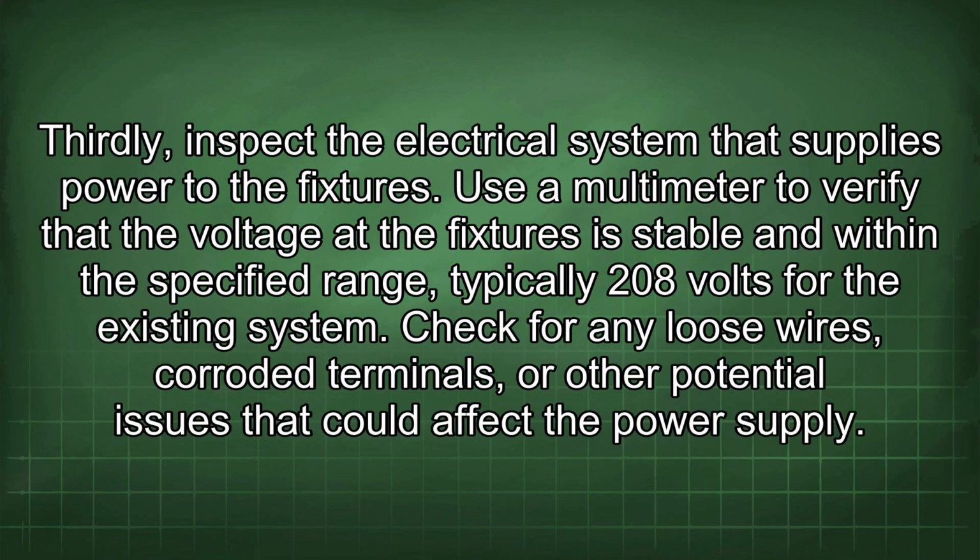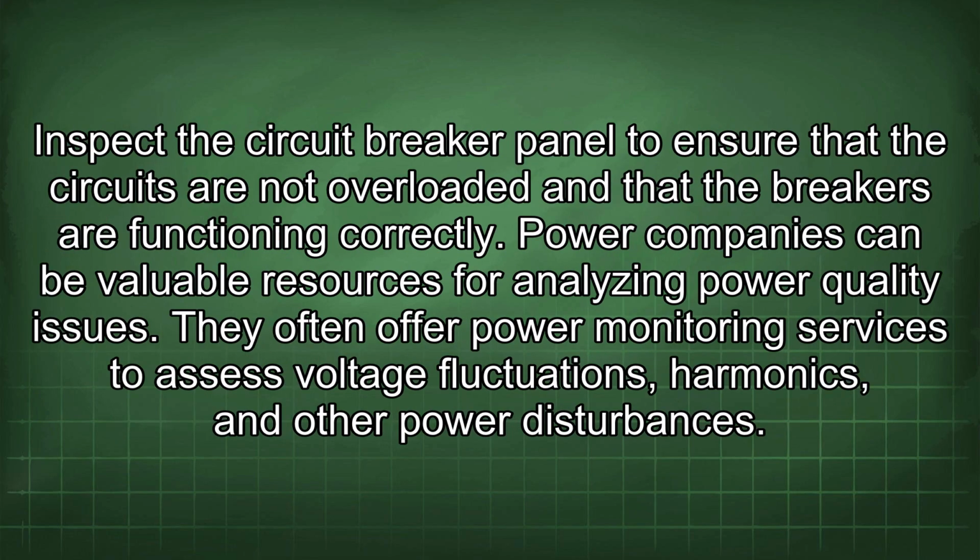Thirdly, inspect the electrical system that supplies power to the fixtures. Use a multimeter to verify that the voltage at the fixtures is stable and within the specified range, typically 208 volts for the existing system. Check for any loose wires, corroded terminals, or other potential issues that could affect the power supply. Inspect the circuit breaker panel to ensure that the circuits are not overloaded and that the breakers are functioning correctly.